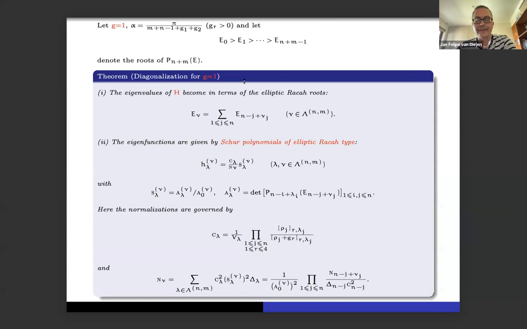The last thing, quite noticeable, is that in all these cases, we have constructed the eigenfunctions in terms of polynomials on the spectrum, right?